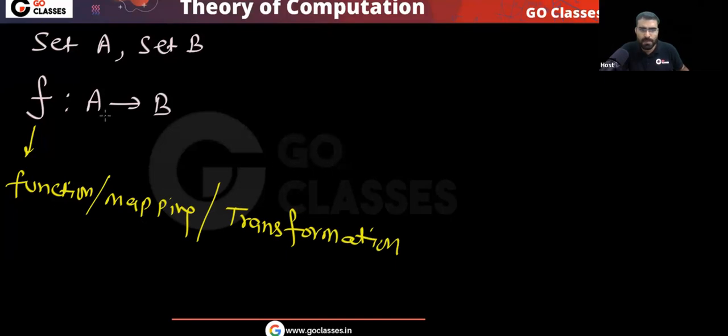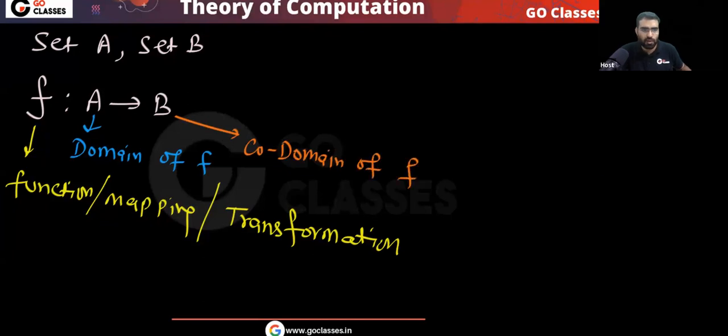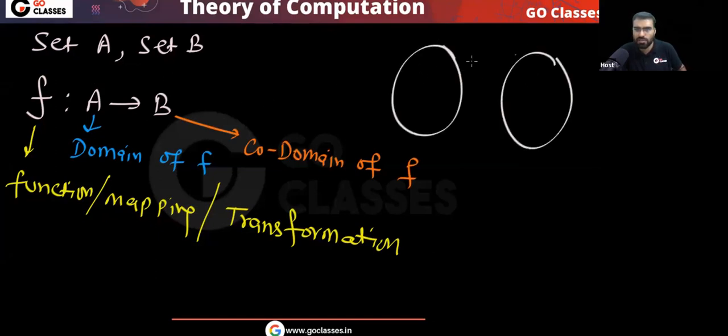What this function does is transform every element of A into a unique element of B. Remember, this set A is called the domain of this function f. And B is called the codomain of this function f. This function will assign every element of A to a unique element of B. This is a function from set A to set B.